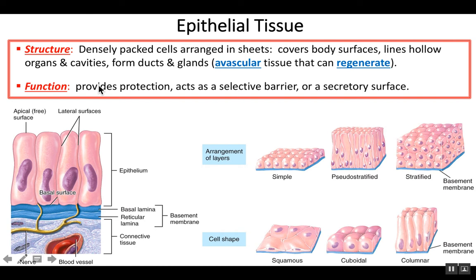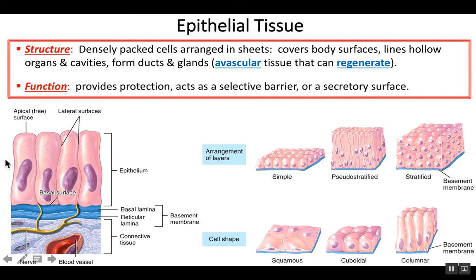Function really depends on what tissue we're looking at, but it can protect, it can act as a selective barrier to allow certain things through, but not everything. And then it can be a surface that we secrete material onto. And we'll talk more about this as we get through each specific epithelial tissue.